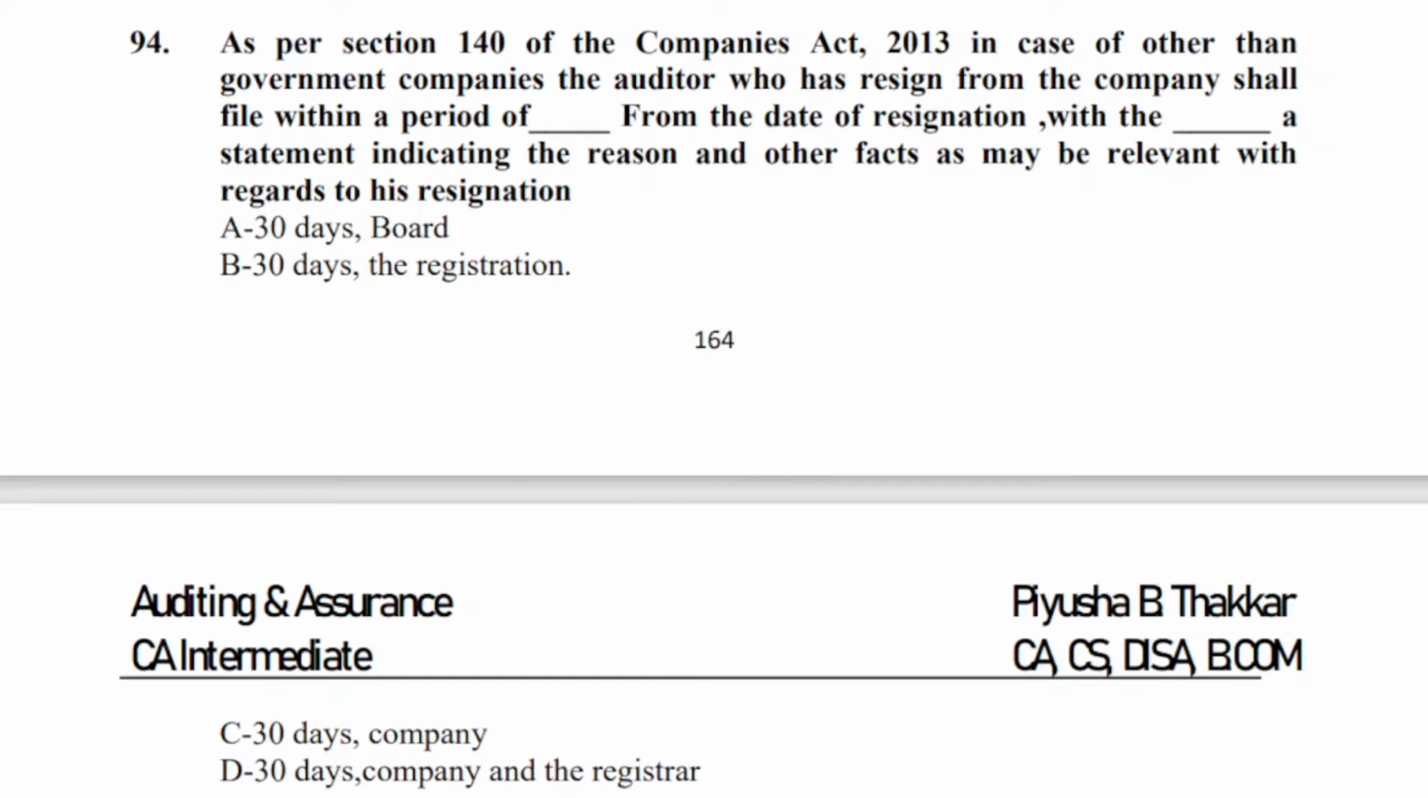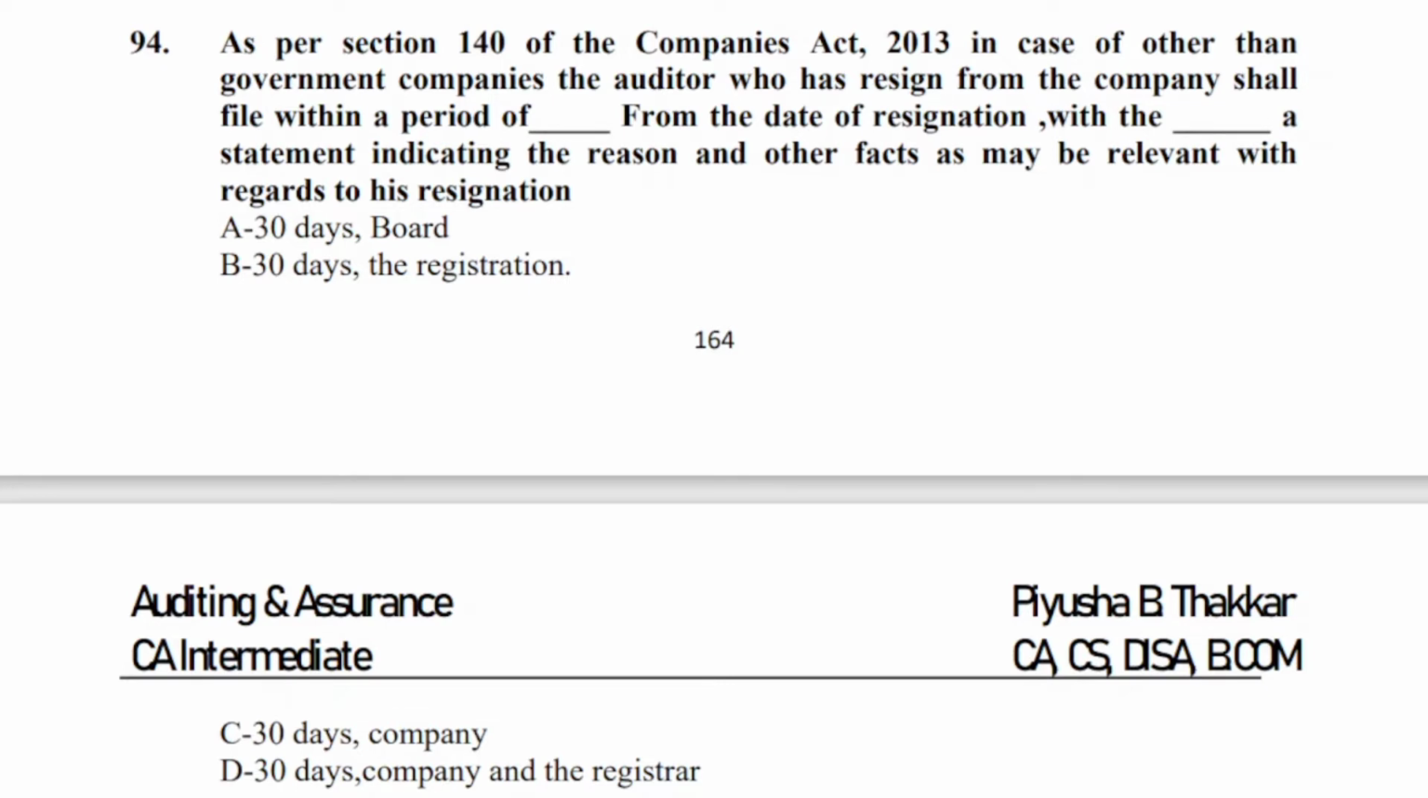Let's quickly go to the next question, that is question 94. What does question 94 say? As per section 140 of the Companies Act 2013, in case of other than government companies, so here we are speaking about section 140, other than government companies, the auditor who has resigned from the company. So here the case is of resignation.